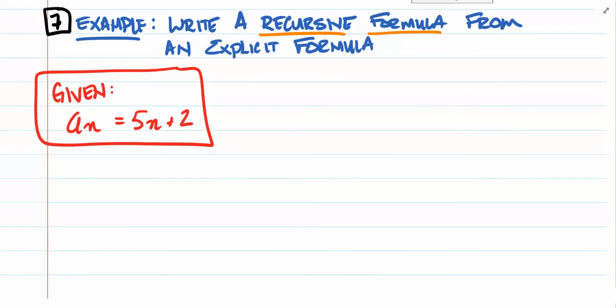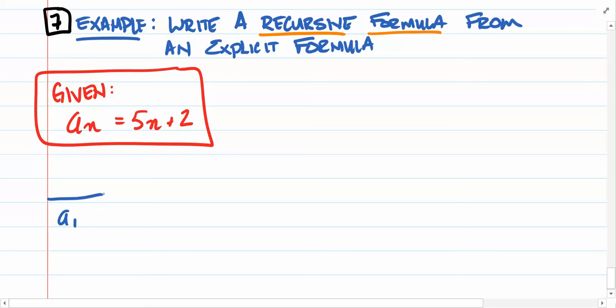In box number 7, we're going to go the other route. It says write a recursive formula from an explicit formula. So they give us that a sub n is equal to 5n plus 2. Let's go ahead and write out the first couple of terms. What would a sub 1 be? Well, we would plug it in. This would be 5 times 1 plus 2, which gives us a value of 7. So a sub 1 is 7.